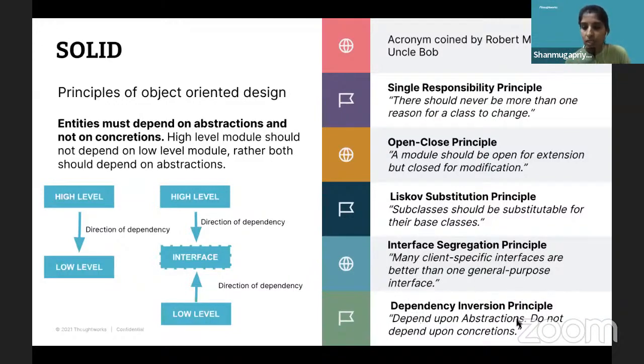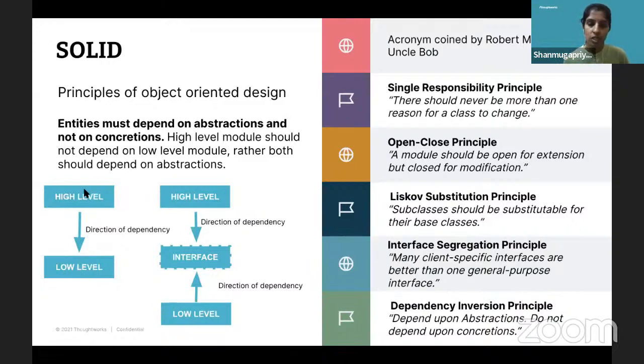The last one is the one we are interested in, which is inversion of control, that is, the dependency inversion principle. This principle states that we should depend on abstractions, not on concretions. So, for example, say there is a high level module, for example the UI layer, and there is a low level module.